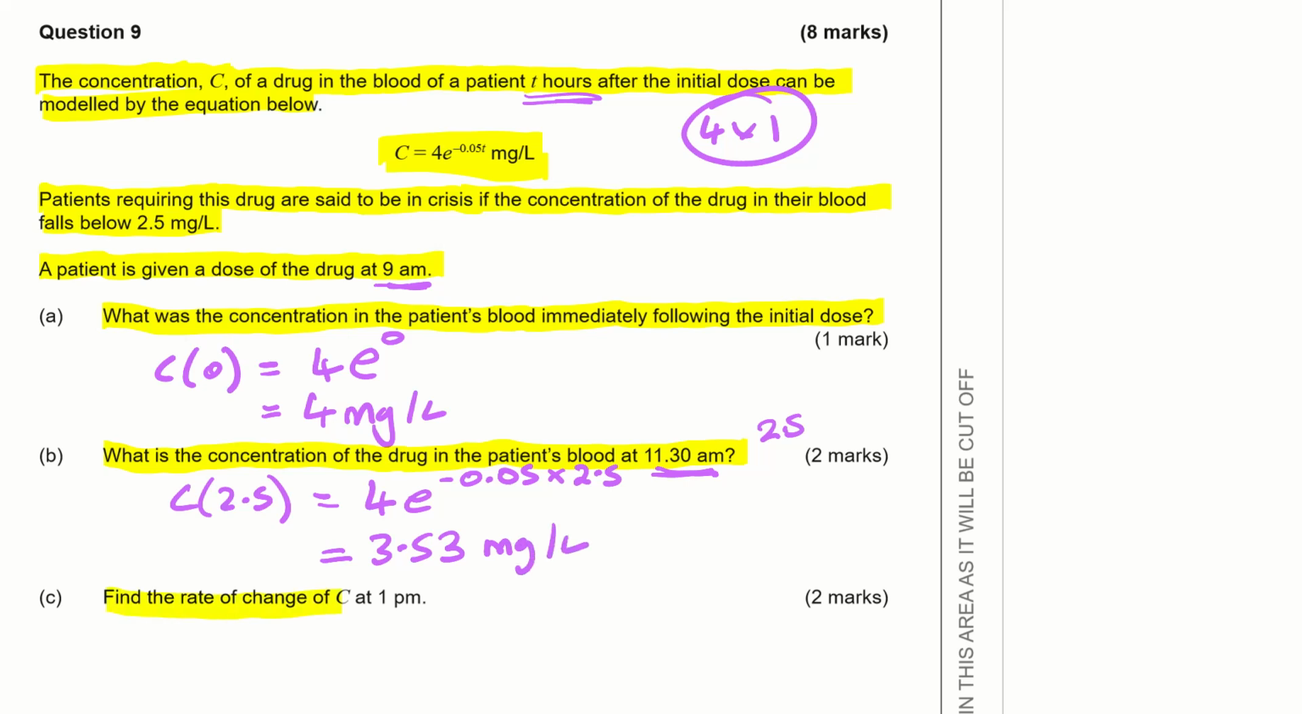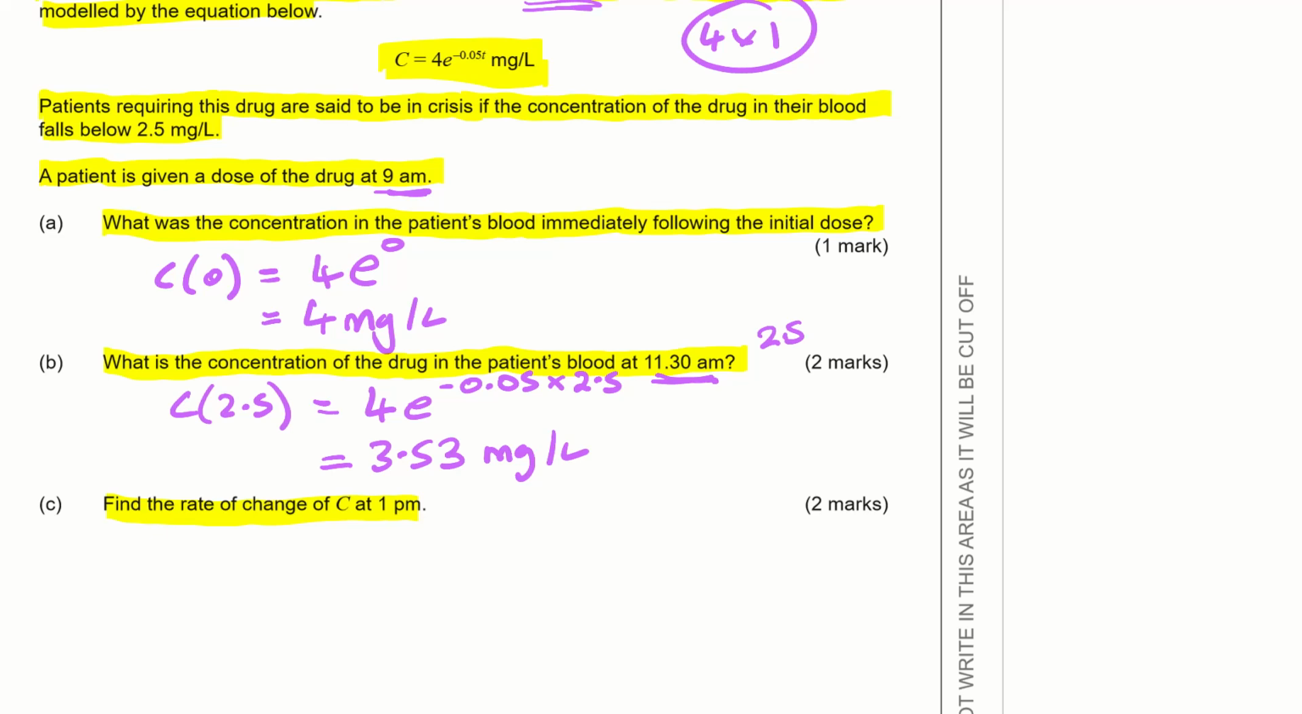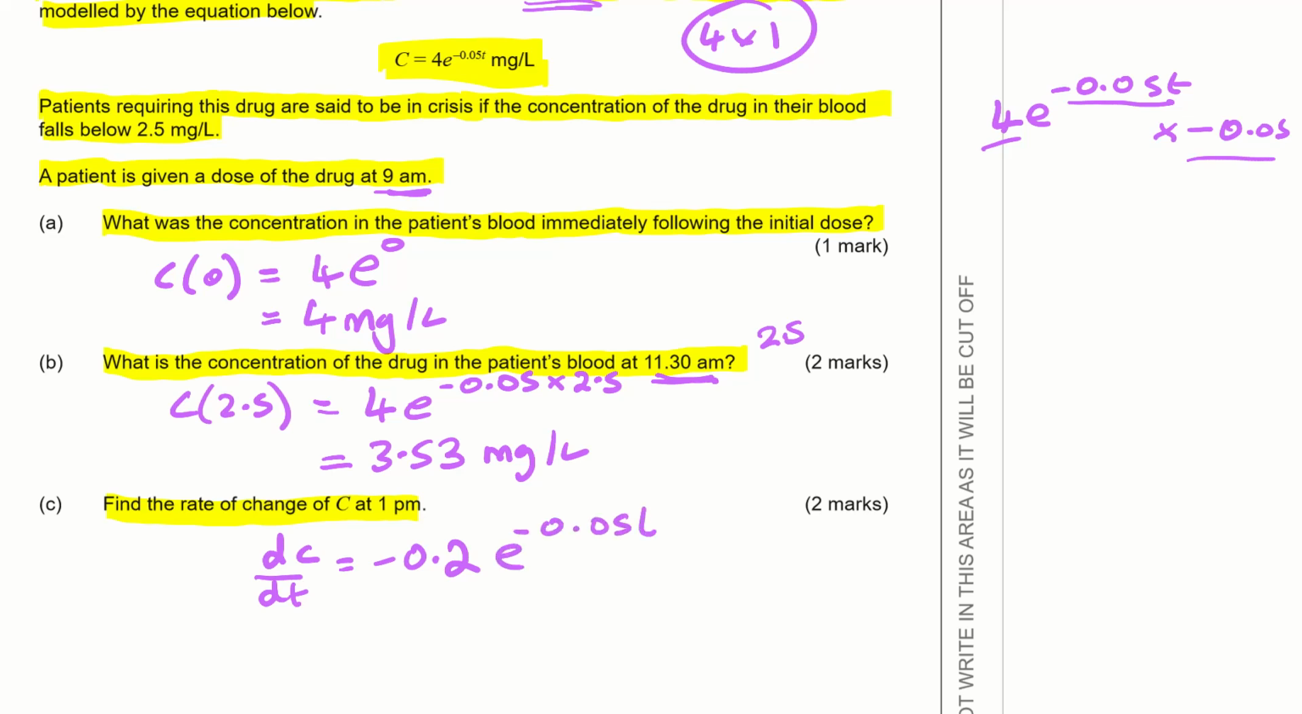We now want to find the rate of change of C at 1 p.m. So rate of change means we need to differentiate. We're going to need dC/dt, and that is going to be 4e to the negative 0.05t, but then using the chain rule you have to multiply by the differential of the inside, which is negative 0.05. If you calculate 4 times negative 0.05 you get negative 0.2. So it's negative 0.2e to the negative 0.05t.